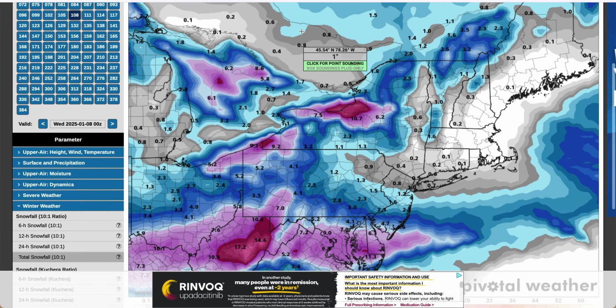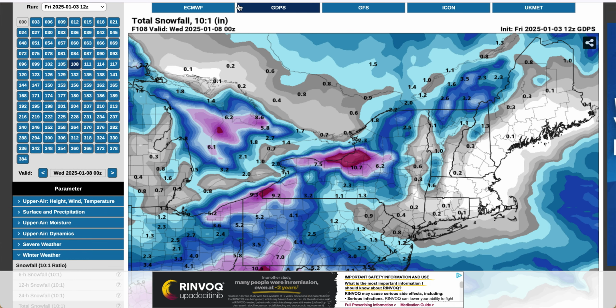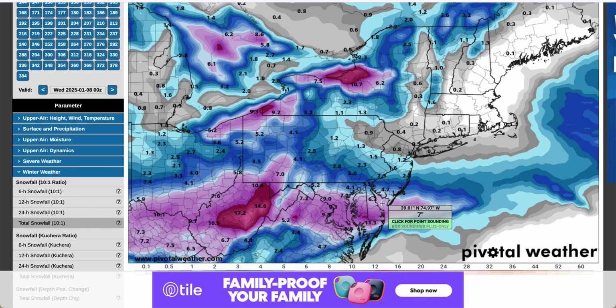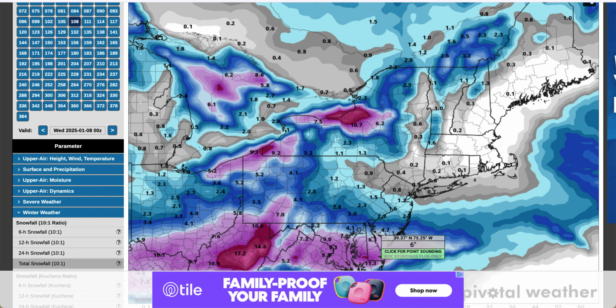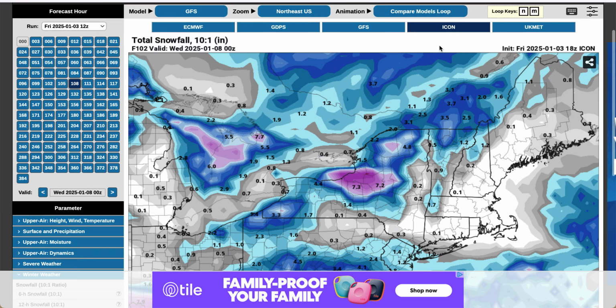Canadian, kind of a middle ground between the American and European, having the highest snowfall totals over Delaware. And in New Jersey, it would be over Cape May and other extremely southern parts of Jersey. I'm gonna pull up the ICON model.